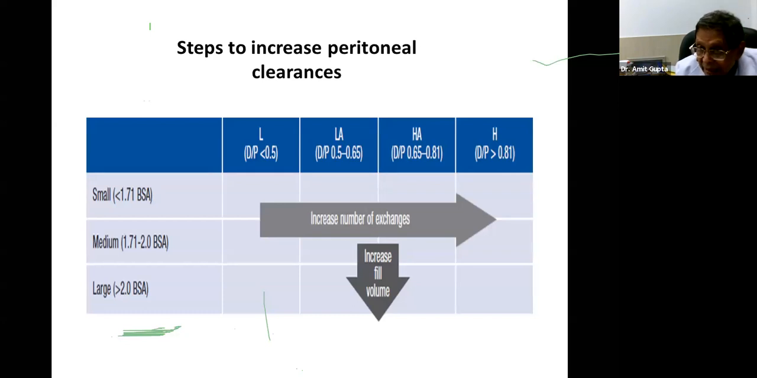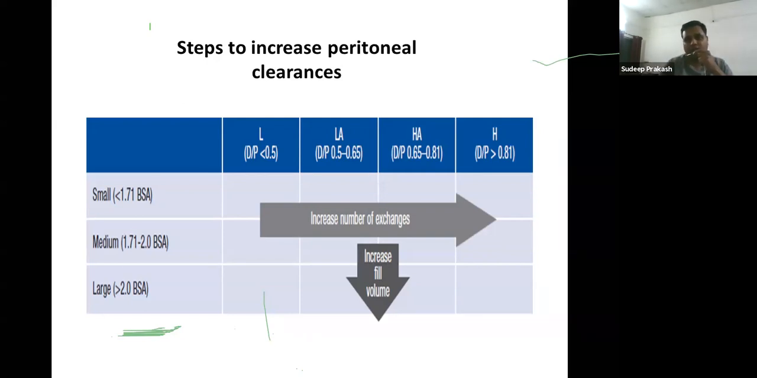The other thing that can be done is either you can increase the number of exchanges or you can increase the fill volume. Now, which one do you think will be better? Increasing the number of exchanges or increasing the fill volume? In his case, both need to be done because, sir, he has a large surface area. Increasing the fill volume will recruit more membrane, so achieve more ultrafiltration, sir. And the number of exchanges also will help because he's a high transporter.